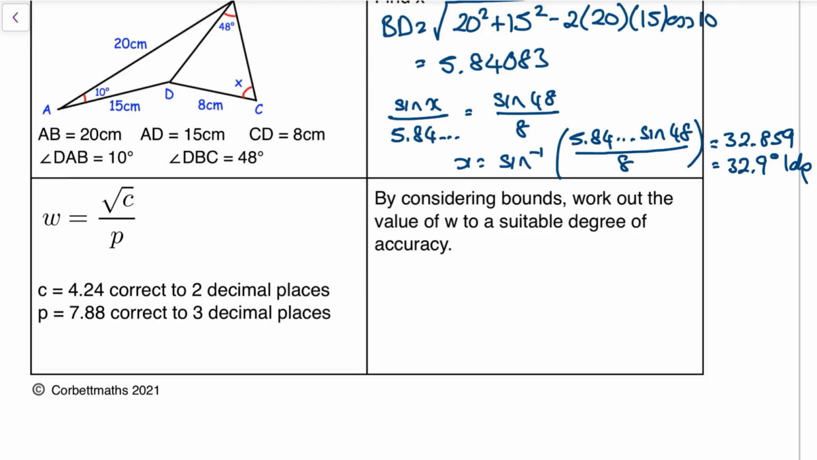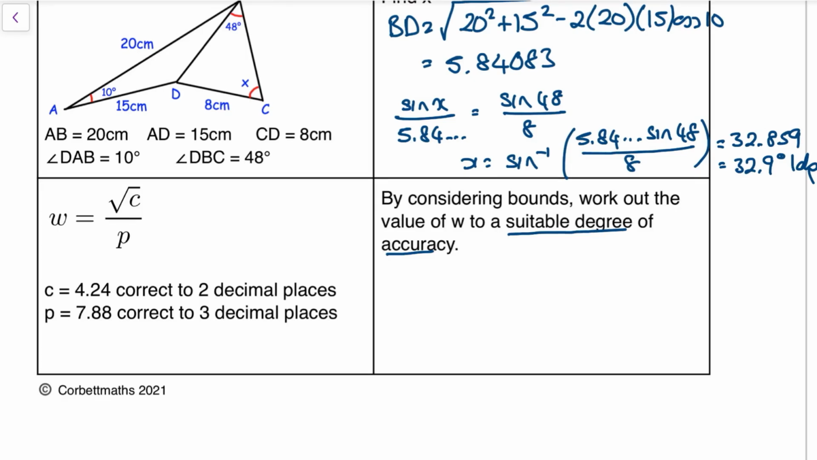Final question. Oh, it's a bounds question. Don't like bounds questions. Right, oh, actually worse than that, it's a suitable degree of accuracy question. Okay, so in order to do this, I need to work out the upper limit and the lower limit of what W could be. So I'm going to say that's W upper and W lower. Okay, so first I need to do the bounds. So let's do C first of all.